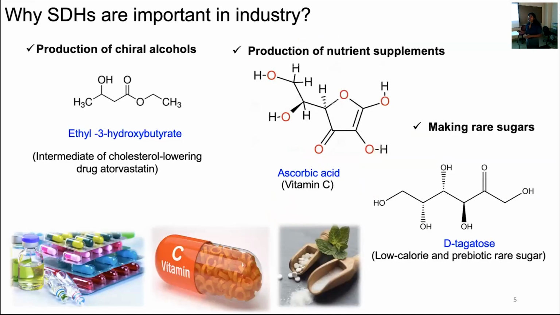As this enzyme is important for biological systems, there are some industrial applications of this enzyme that are currently being focused on. One is production of chiral alcohols, where these SDHs act as an intermediate enzyme. Another approach is production of nutrient supplements, such as vitamin C, and also making rare sugars. You may have found that rare sugars like tagatose and allulose are used as artificial sweeteners. So there are several applications of SDH in industry.